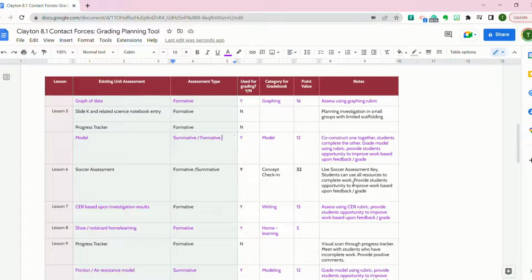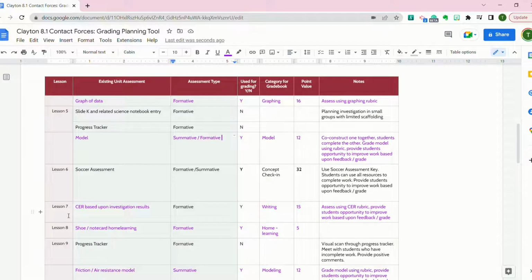We allow them to use their progress tracker, all of our investigation documents, anything that they want to help them answer and support their work. And then again, if they want to, they have the opportunity to go back and improve that work.